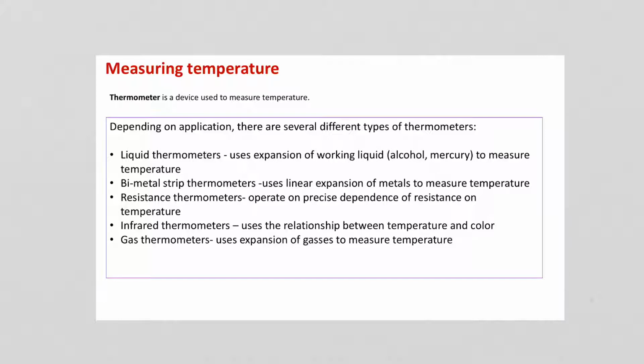A resistance thermometer is also used. The operation of this thermometer is based on the fact that the metal from which it's made changes resistance when the temperature changes. There are also infrared thermometers, which use the relationship between temperature and color. And finally, there are also gas thermometers, which use the expansion of gases to measure temperature.